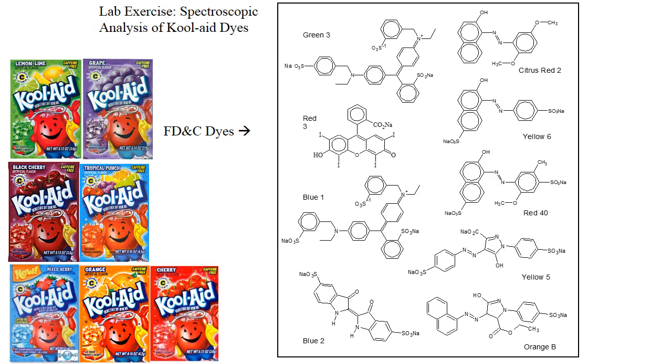And we have the purified food dyes, and they have very characteristic visible spectra. And so we can use their spectra to determine which dyes are present in the various Kool-Aid samples.